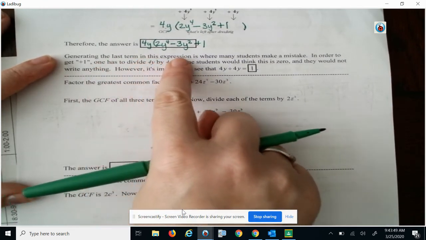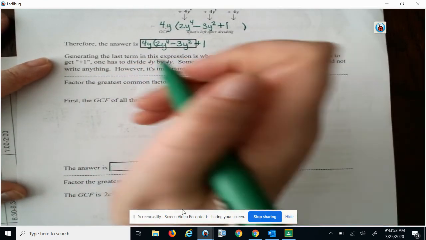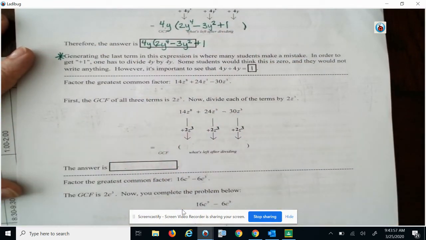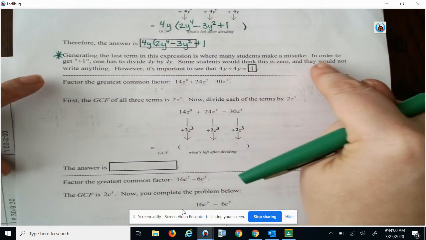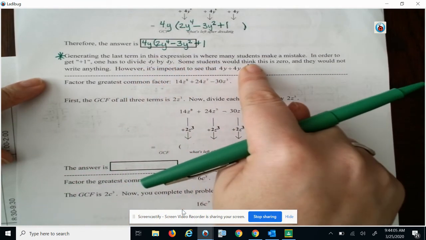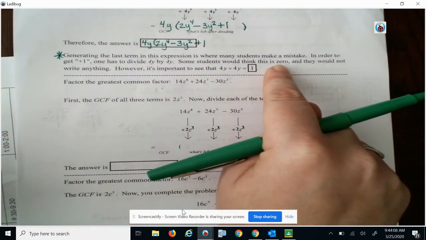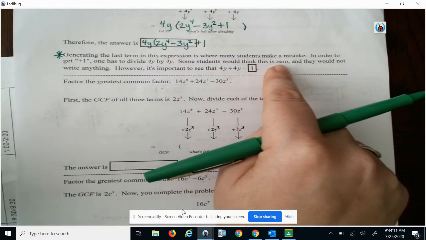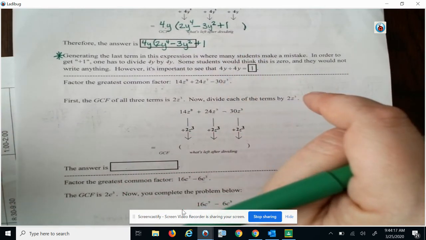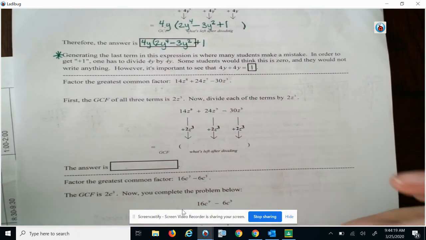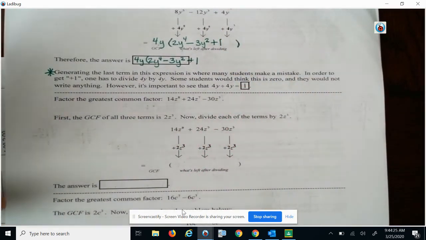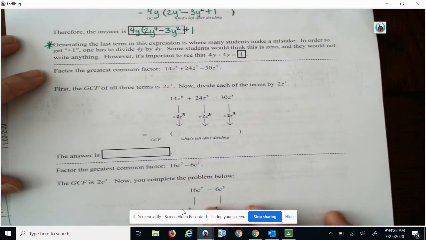Okay, now generating the last term of this expression is where many students make a mistake. This is very important. Okay, you're going to see this a lot when we go into our next step of factoring. In order to get a plus 1, 1 has to divide 4y by 4y. Some students think it's 0. It's not 0. It's not blank. It's very important to say that it's 1 because we have that place there to fill in. Okay, so be careful with those. If it cancels completely, if they're exactly the same, 4y and 4y, remember that's a 1, not a 0.